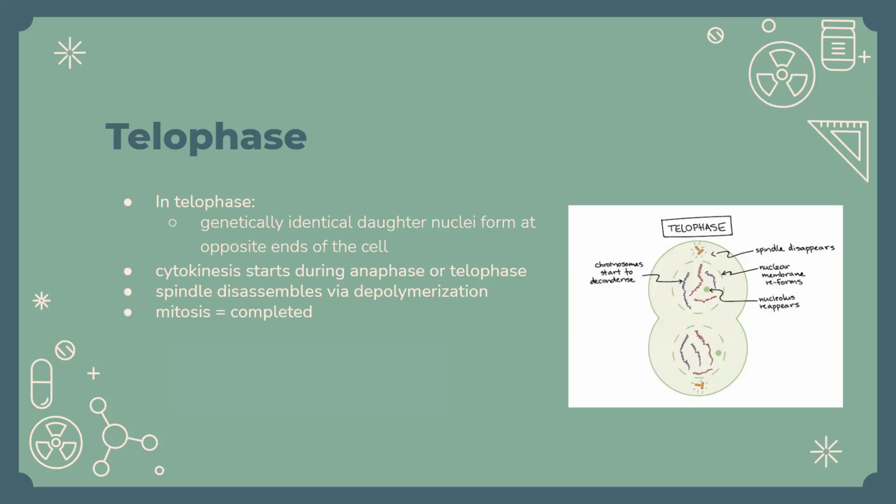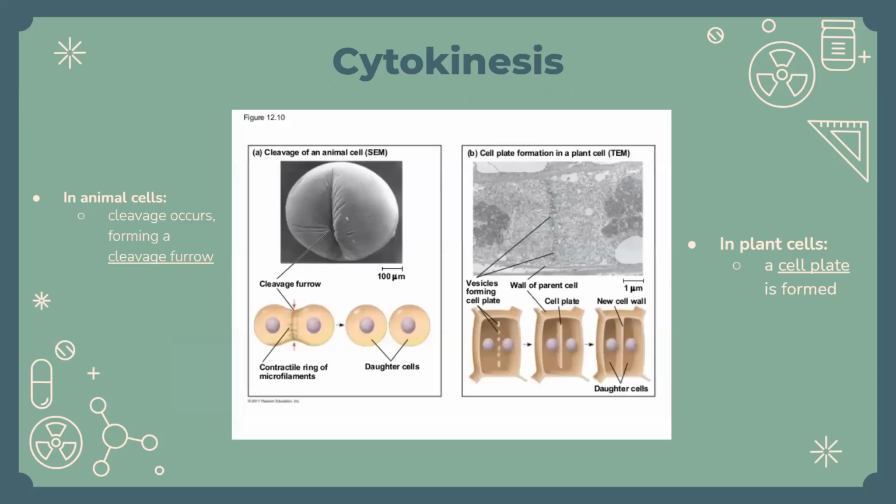And finally, we have telophase. So in telophase, the genetically identical daughter nuclei will begin forming at each end of the cell. And the nuclear envelope will also begin to pinch in. So this is where cytokinesis is ready to complete the process by creating the ultimate two daughter cells.